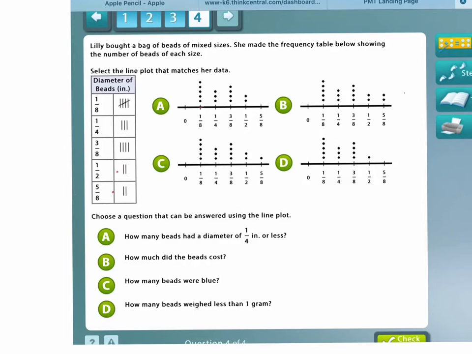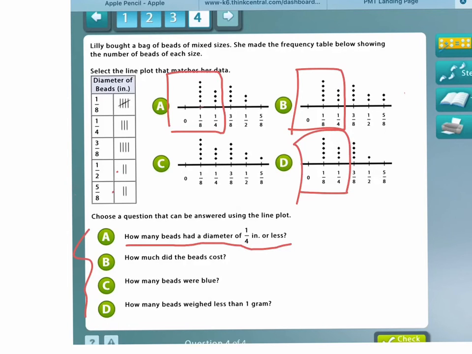Alright, second part of the problem, choose a question that can be answered using this line plot. So let's read these questions and find out what question would be best to match these plots. Is the question, how many beads had a diameter of 1/4 or less? Well, I could determine that because those are the beads 1/4 or less. So I could answer that question using these line plots.